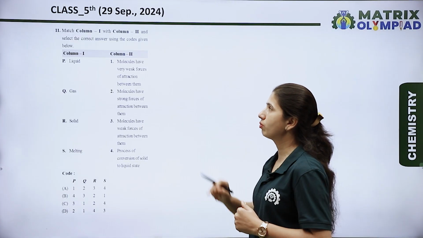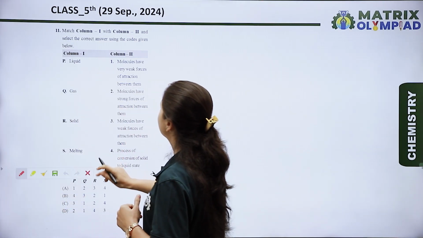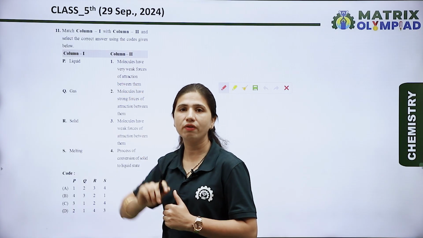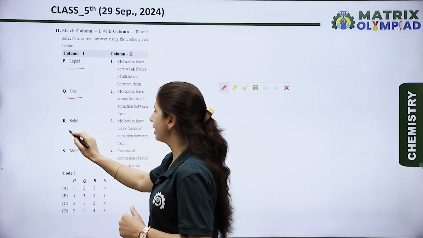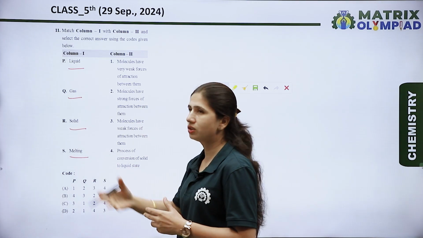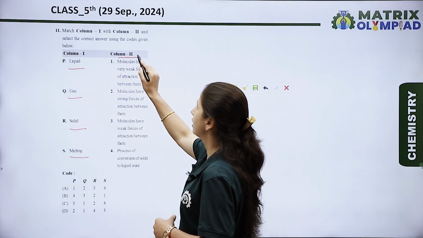Now let's see the next question. The next question is, match column first with column second and select the correct answer using the codes given below. Now let's see column first: liquid, gas, solid and melting. So there are different processes and different phases. Now let's see column second.